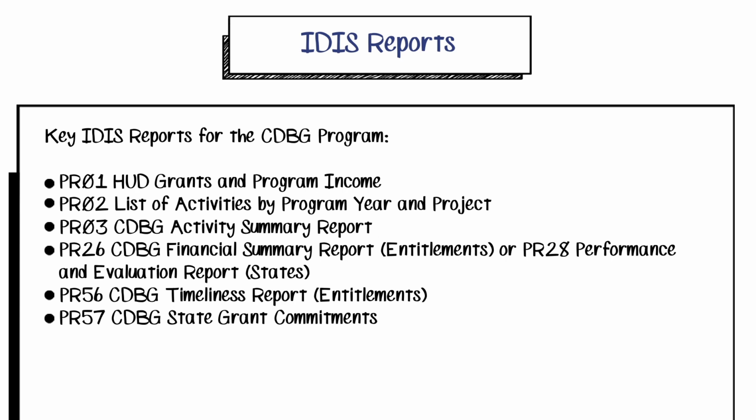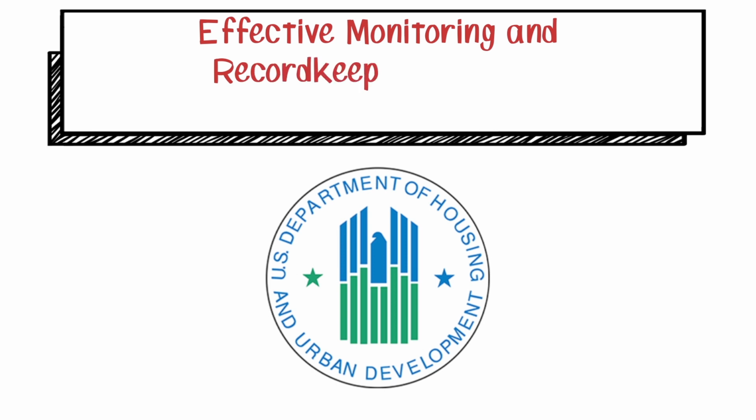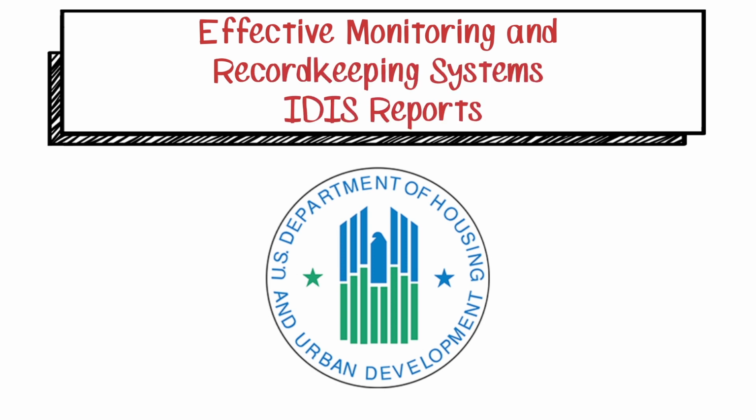These reports, and many others, are available in IDIS to help CDBG entitlement grantees and states effectively manage their programs in compliance with HUD requirements. Thank you for watching the topical capacity building component of the performance measurement module. We learned about the key elements of effective monitoring and record-keeping systems, and we reviewed a list of useful IDIS reports that CDBG entitlement grantees and states can access regularly to make sure their programs are on track.